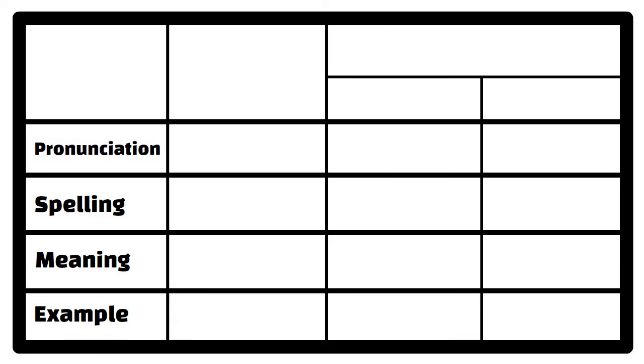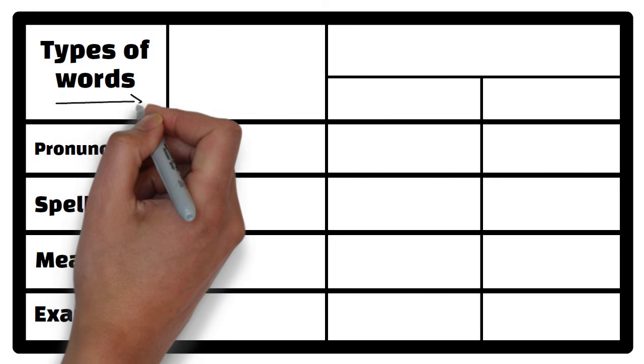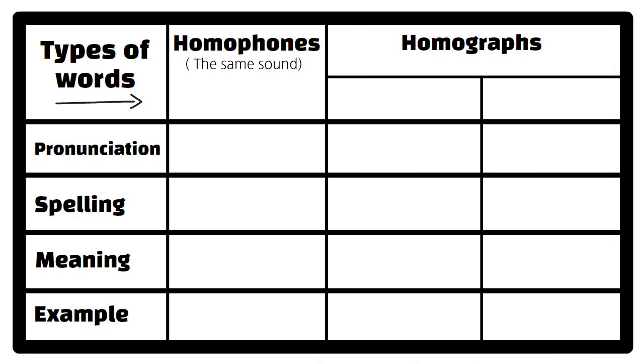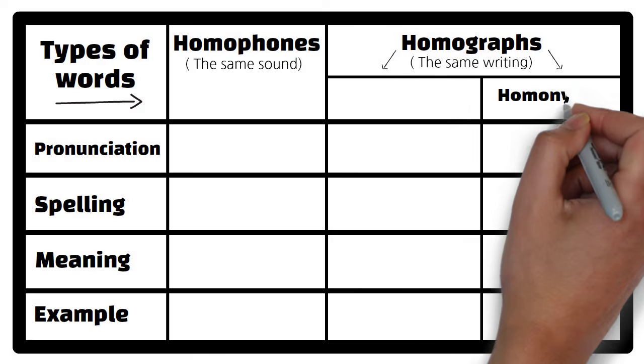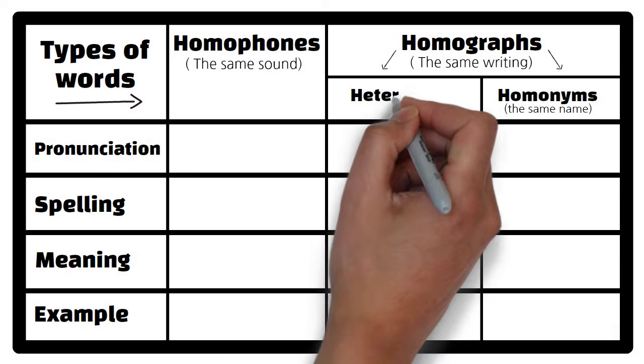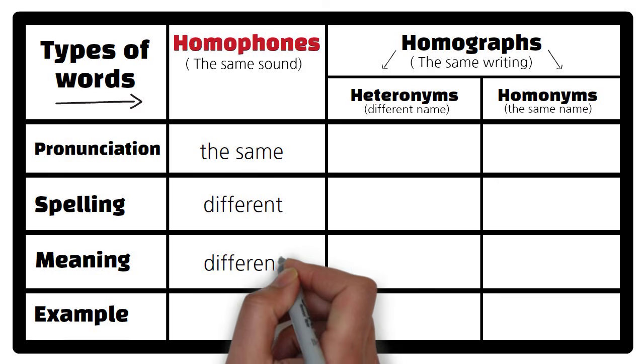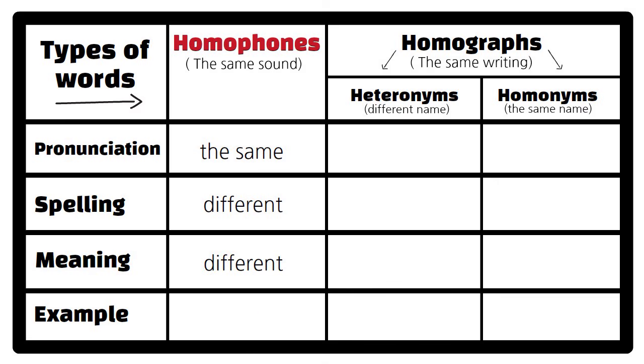Okay, let's now quickly recap what we have learned. We have 2 types of words here: homophones and homographs. Homographs are further divided into homonyms and heteronyms. Homophones are words pronounced the same but spelled differently. The meaning is also different. The examples we used were the words red and red.